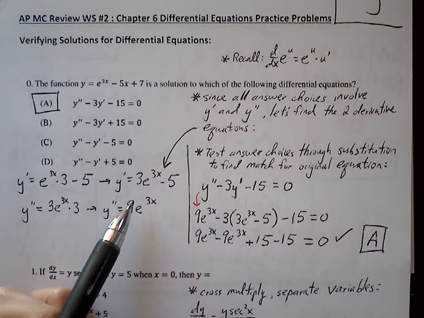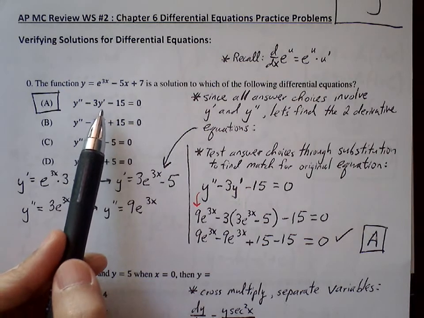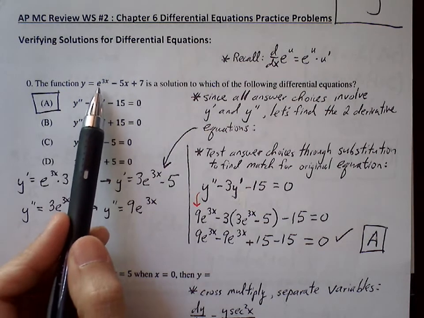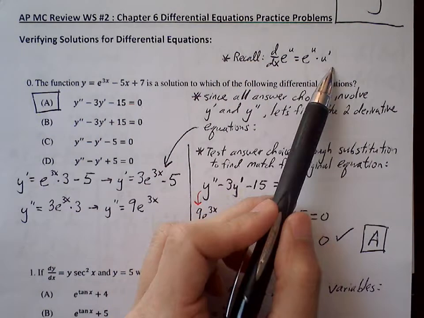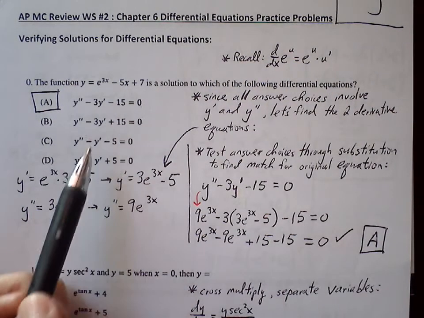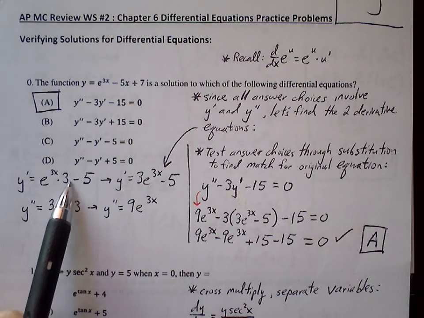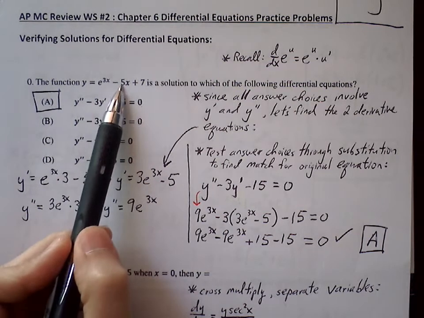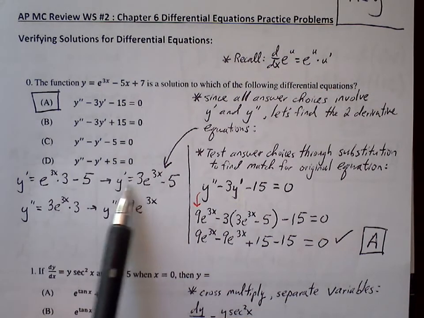Okay, so a little bit of trial and error. But first, let's gather information from first and second derivative. So just as a review, to recall, the derivative for e to the u is e to the u times u prime. So e to the 3x is just e to the 3x times 3. Derivative that is. 5x becomes 5. 7 goes away. So here's my y prime equation.